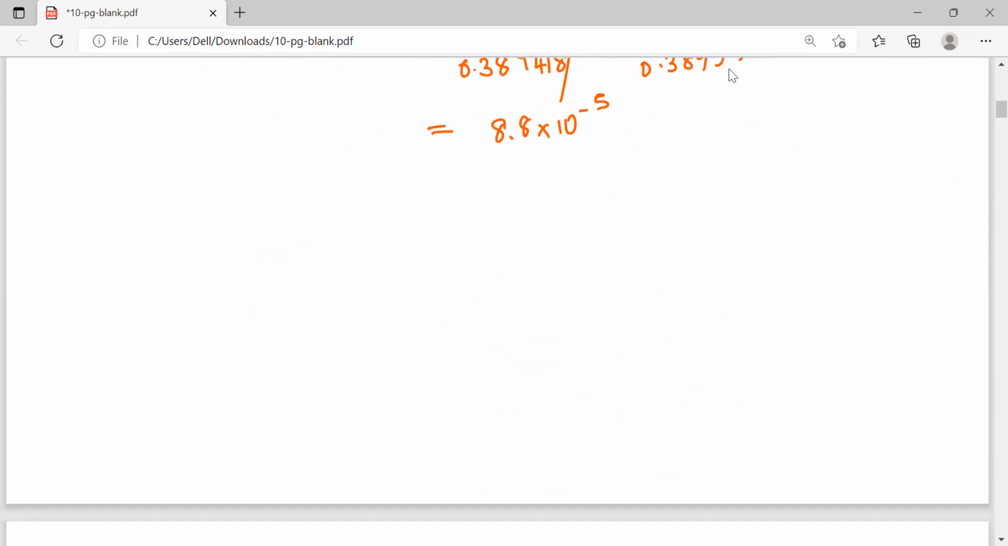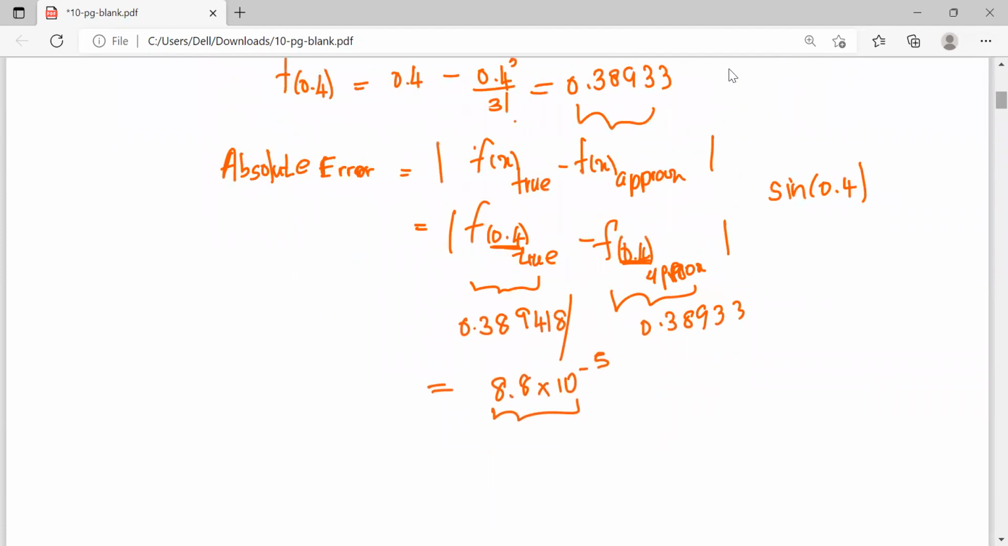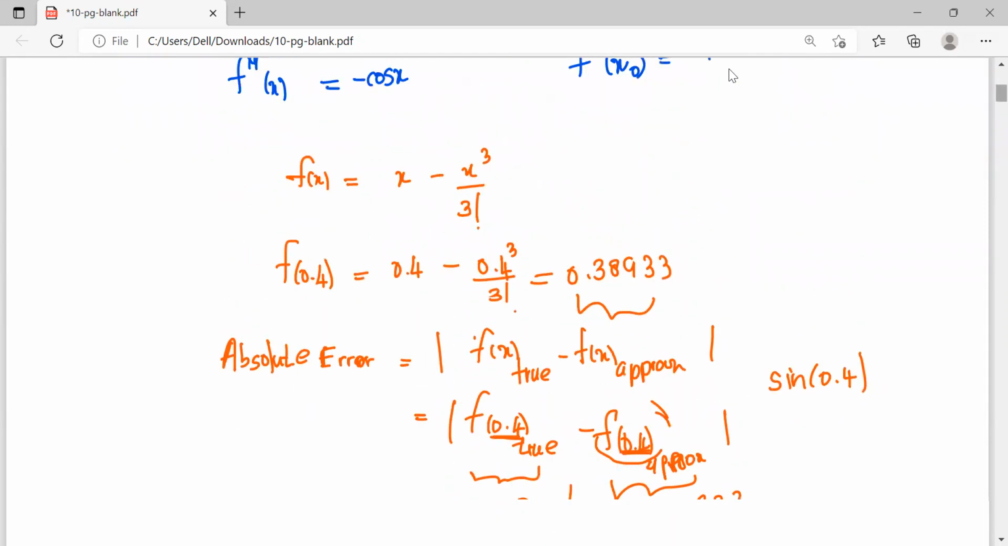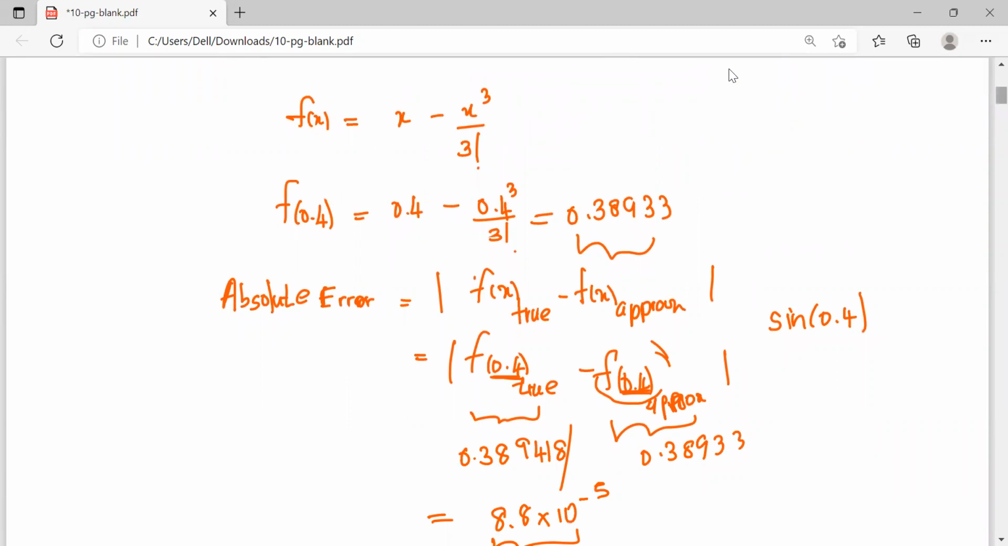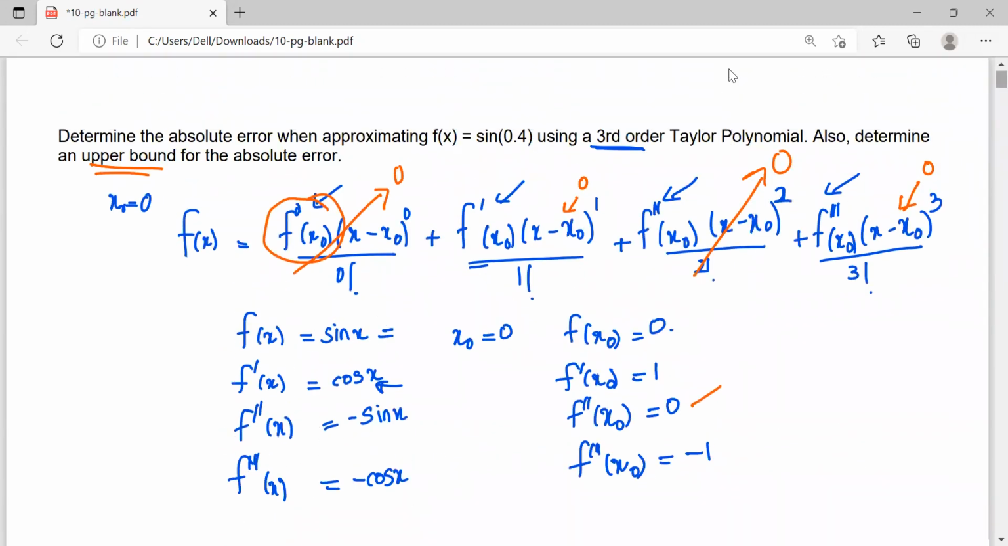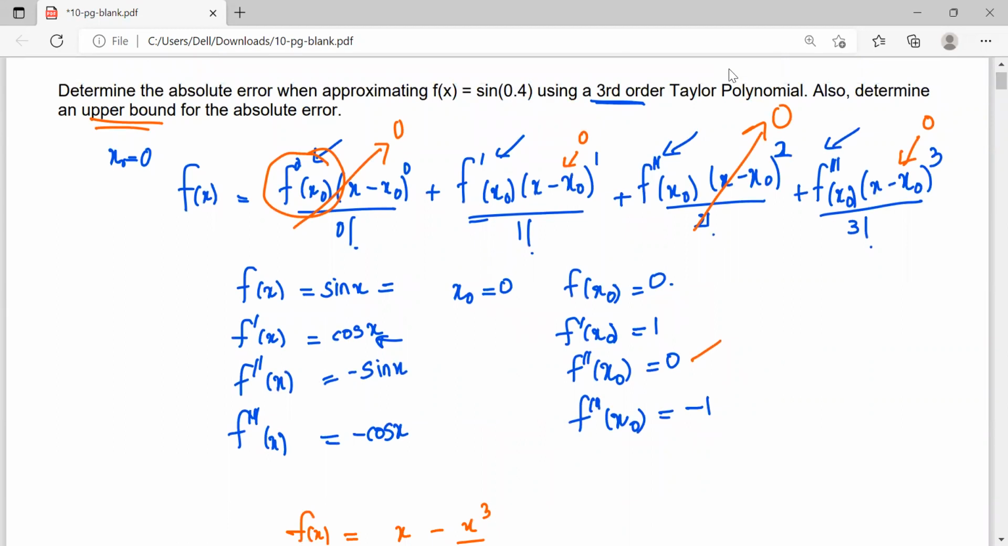So here we have calculated 8.8 times 10 to the power minus 5, but without calculating the value of f at 0.4 using the approximating third order polynomial for sin x, we can directly get the error part. Without calculating this, we can directly figure out the absolute error. So how are we going to do that? For that, we need to find the remainder part of this Taylor polynomial.